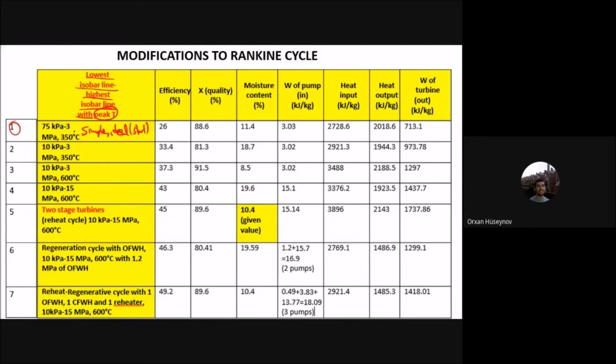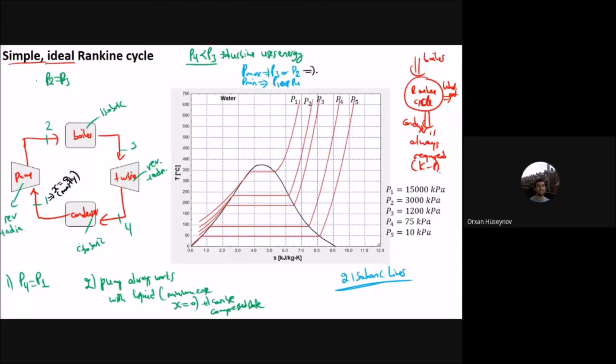Now let's start from the first one. You have the maximum pressure, which is 3 megapascals, and the minimum pressure is 75 kilopascals. You can see the values here: P4 is 75 kilopascals and P2 is at 3 megapascals. So this line is P2, and you also have the P4 line here. Now let's start from point 1. Most of the time we take the quality as 0. So P4 and quality 0 is here.